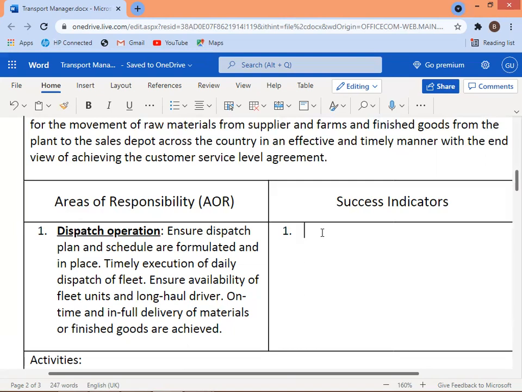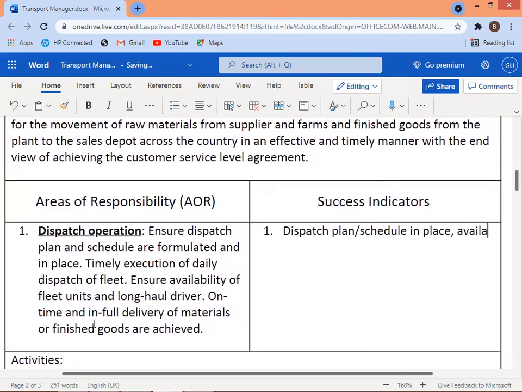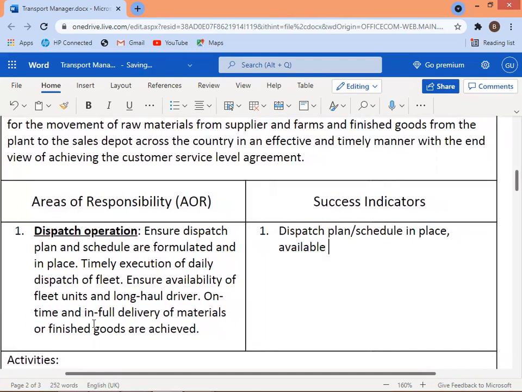Actually, we can write the success indicators right away. All right, so make it simple, make it short. Dispatch plan slash schedule in place. Daily, it should be daily. All the fleet should be available for deliveries. Available fleet.